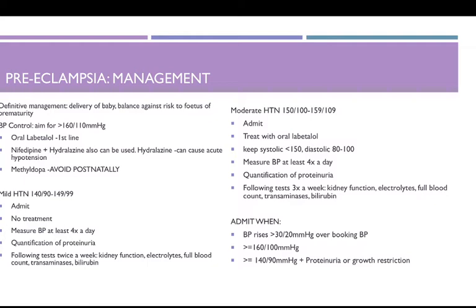And you need quantification of the proteinuria. So the urine needs to be collected, and you need to quantify how much protein is in the urine. You need the following tests twice a week: kidney function, electrolytes, full blood count, transaminases, bilirubin. The reason for the transaminases and bilirubin is that you're looking for elevated liver enzymes, and with the full blood count you're looking for platelets and hemolytic anemia, which are features of HELLP syndrome.